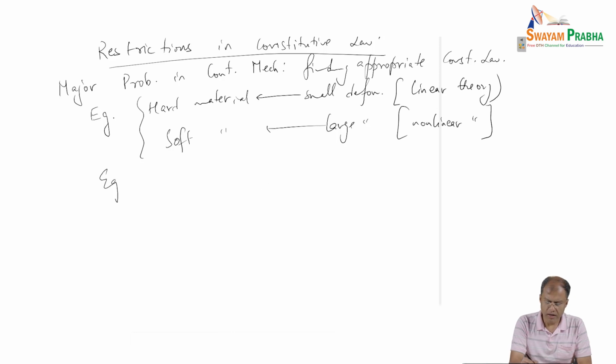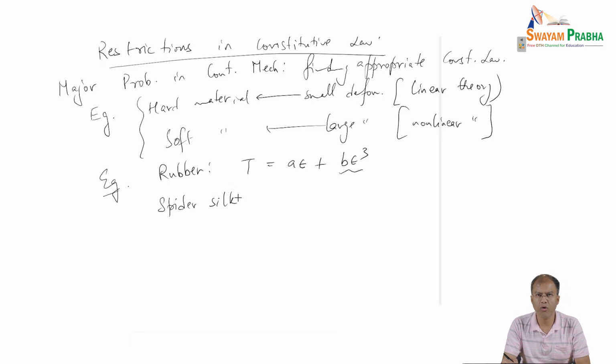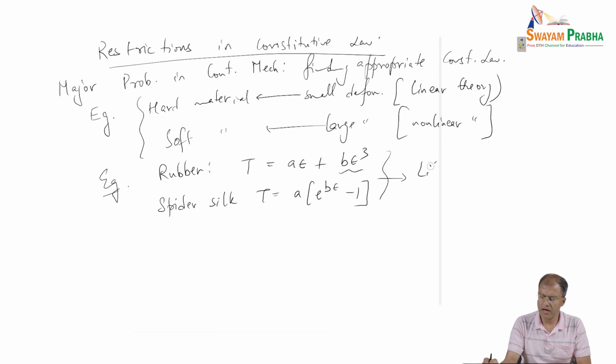Rubber, for example, is typically a soft material, and we use a stress-strain relation of the following form: A epsilon plus B epsilon cube, where B epsilon cube is the nonlinear term. And then similarly, for a material like spider silk, we can use an even more nonlinear relation. For example, T is given to be A times e to the power B epsilon minus 1. This is from the literature that I am quoting, from some standard viscoelastic literature.